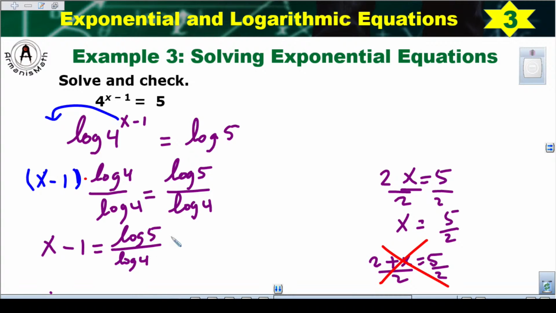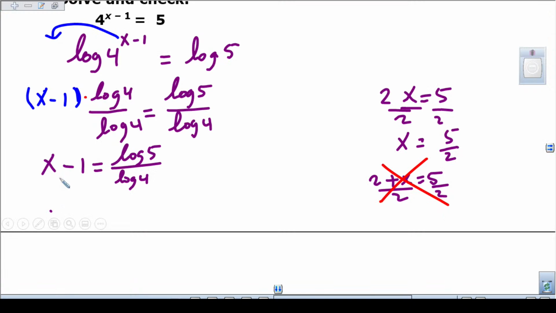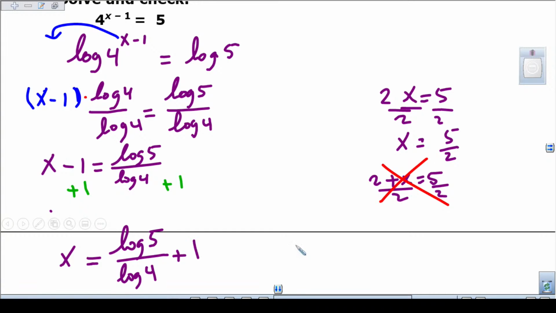I'm not expecting you to know log of 5. That's why you have to use a calculator. And before I punch in the number in the calculator, I just have to add this one here to both sides, which is going to give you a value. So basically I have x equals log 5, which you have to punch in the calculator, over log of 4, which you also have to punch in the calculator, plus the 1. So somebody help us with log 5. Go ahead and plug in log 5 in your calculator and give us the value that you get.